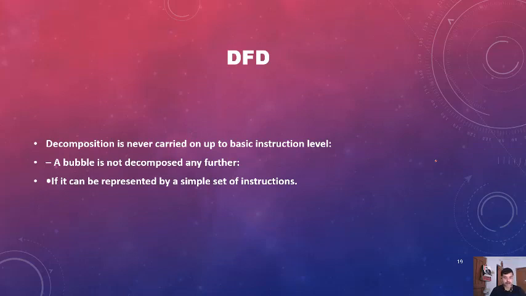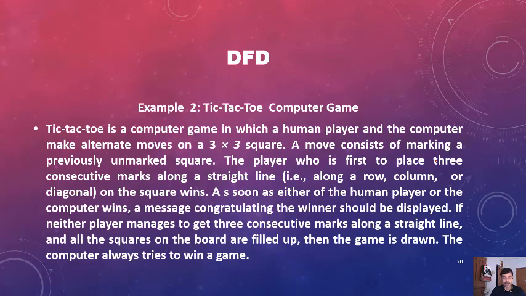Next, the decomposition is carried on up to the basic instruction level; a bubble is not decomposed any further if it can be represented by a simple set of instructions. If we do a plus b plus c divided by 3, that is a simple set of instructions. There is no further functionality within that. The combination of these instructions makes a function, and that function is called mean. Now we will move to the next example, tic-tac-toe.